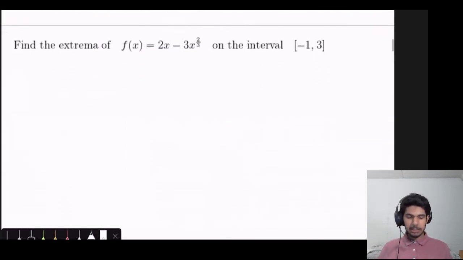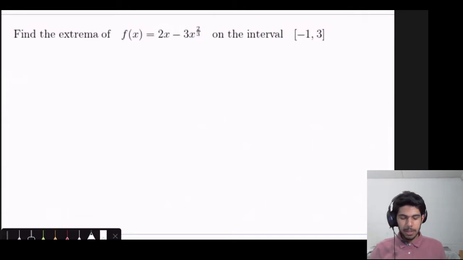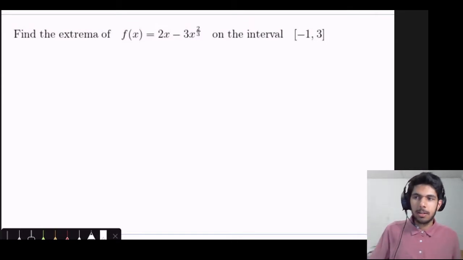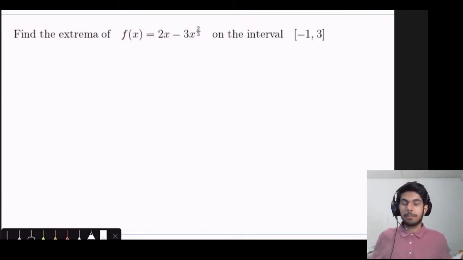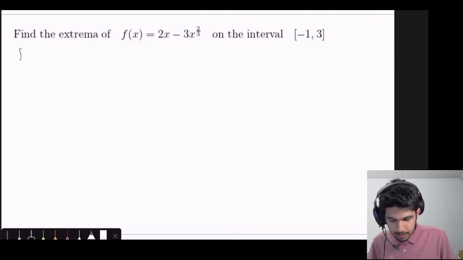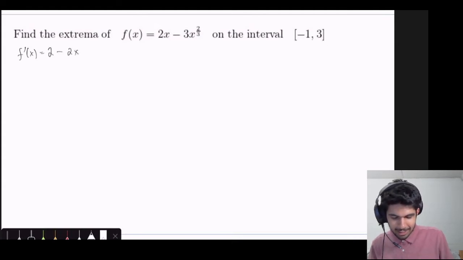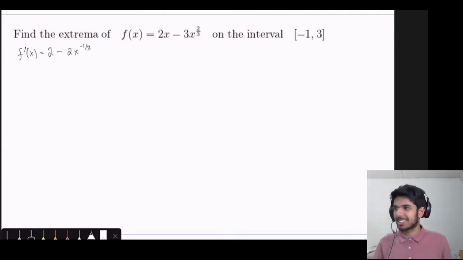So let's do some more practice with a different function. Now I won't write out the steps. Hopefully we're familiar with them. But like the first step is to find the critical values. And to do that, we need f prime of x. So f prime of x equals derivative of 2x is 2 minus derivative of 3x to the 2/3 is 2x to the negative 1/3, I believe. Just some sort of power rule right there.